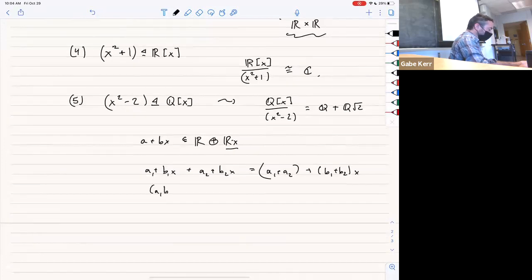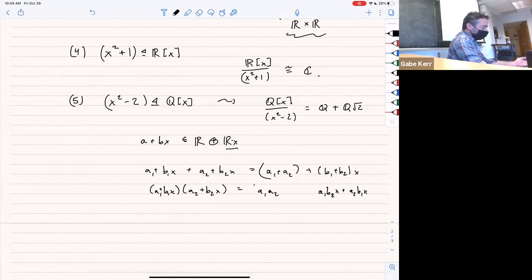Multiplying, though, how do we multiply? Well, we use distributive properties, so we're going to get A1A2, and we'll get A1B2X plus A2B1X. And then we also get a B1B2X squared, but X squared is 9, so you get plus 9 times B1B2. This is how we multiply. So we can take two expressions that look like this and multiply them and get another expression that looks like that. And you can check that this is associative, that it satisfies the distributive property, that everything works as you would expect. Does that help?